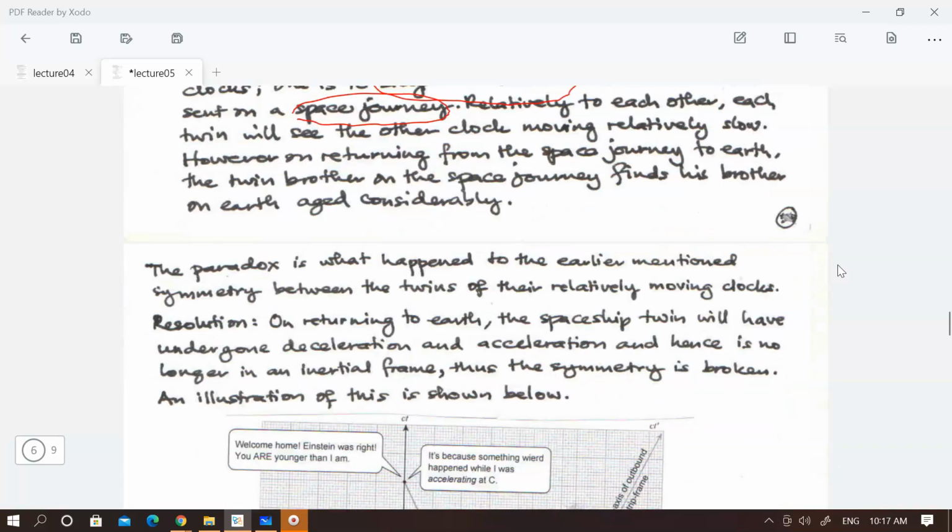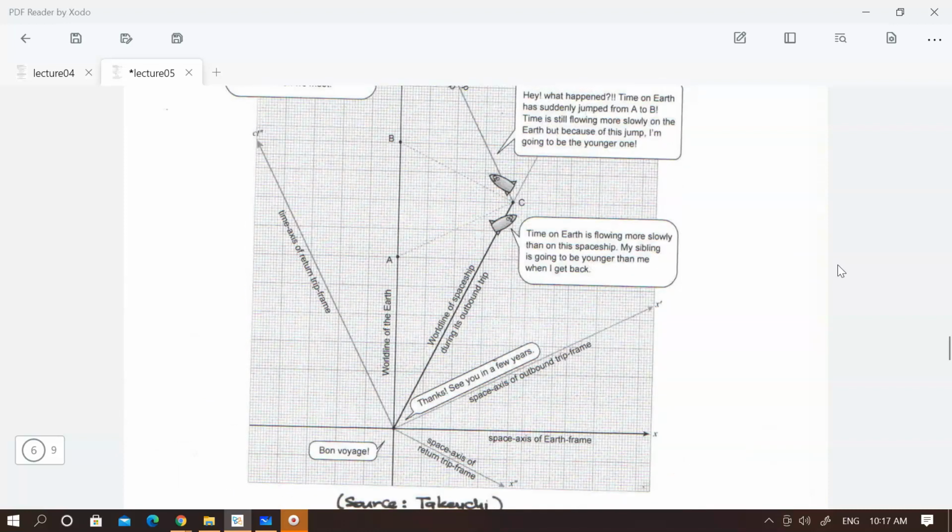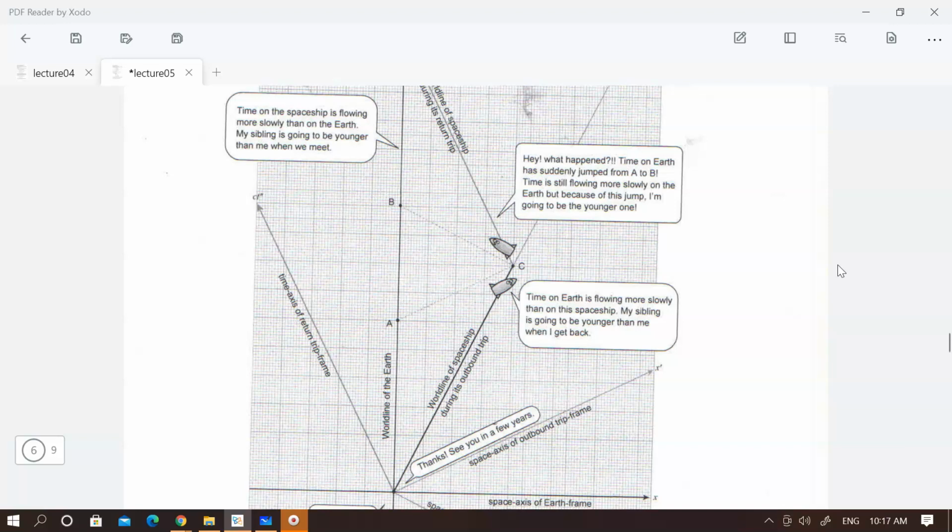So what happens in this particular case? Here's the diagram from one of the books by Takeuchi. What actually happens when the spaceship is about to return to the Earth? Usually it slows down, is momentarily at rest, and then returns back to Earth. In these stages the rocket experiences deceleration and acceleration. Once the rocket decelerates and accelerates back to Earth, you'll find that it is no longer an inertial frame.